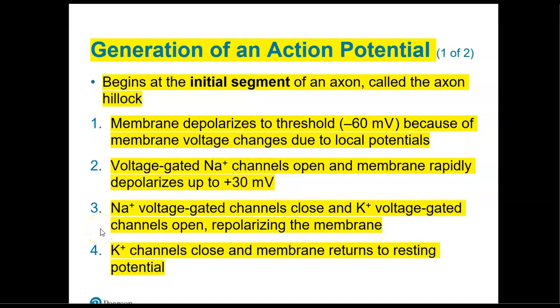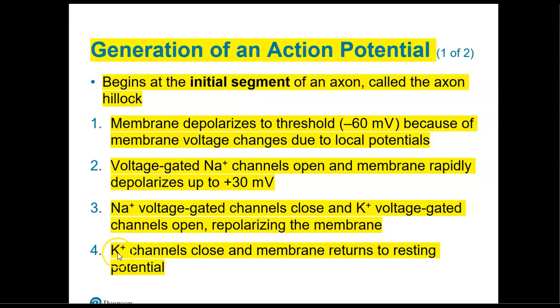In step 3, those sodium channels are going to close and potassium channels are going to open. That positive 30 voltage stimulates the potassium voltage-gated channels to open. Positive 30 is like the stimulus that opens the gate and allows potassium to leave. So since potassium is positively charged and it's leaving, you're losing positive charge, so the membrane potential is going to become more negative again, and that's repolarization.